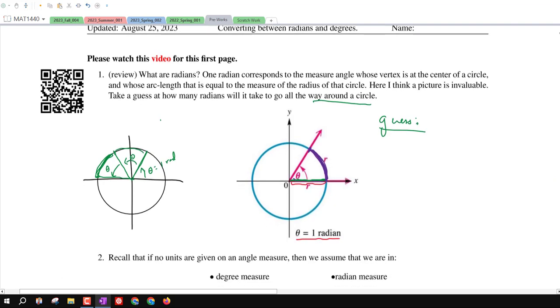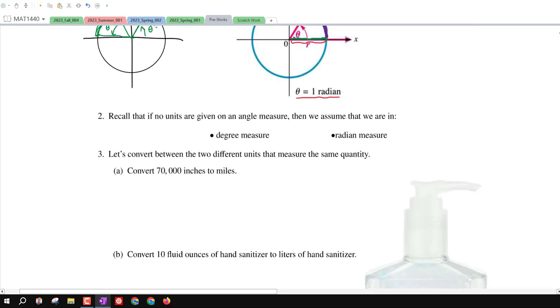So folks, as a reminder, if there are no units listed when we give an angle measure, we assume that we are in radian measure.